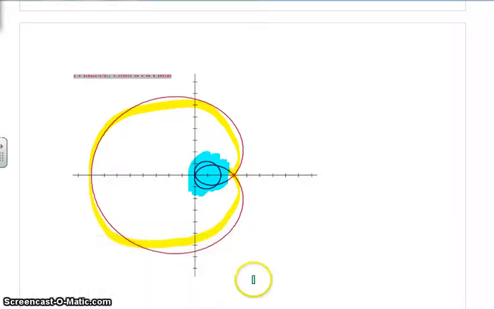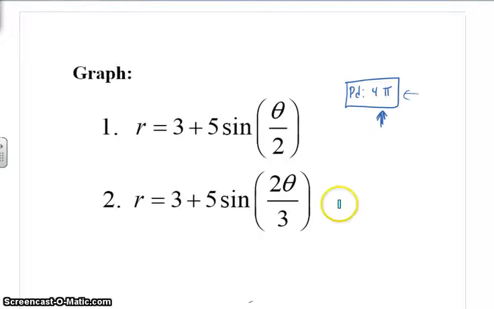All right, the next one was this one here. So what is the period of this one? Well, let's see. It's 2 theta over 3. Remember that the period is equal to 2 pi over this coefficient. Well, that's over 2/3 actually. And so if you do all that math, this period is going to be 3 pi.